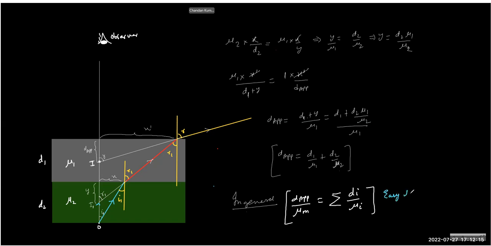Yes, sir. So the only mistake I made in the formula was 1 into x dash by d1, by mistake. So I was not getting the d apparent term only, so I was confused. Oh, yeah. But still, you tried. That's a good thing.